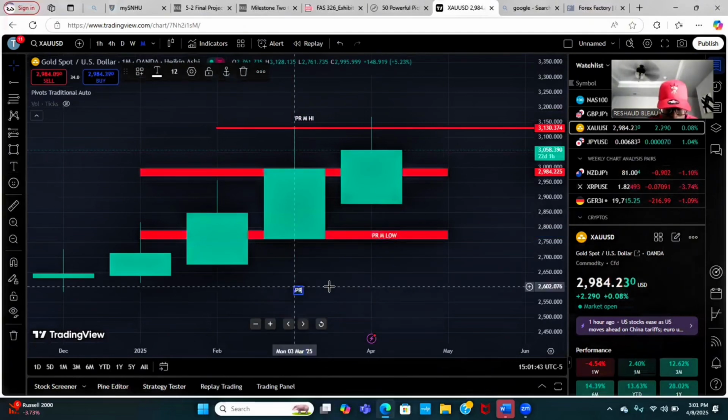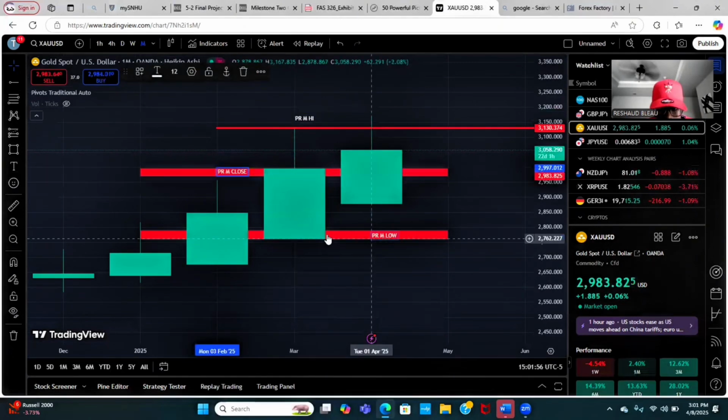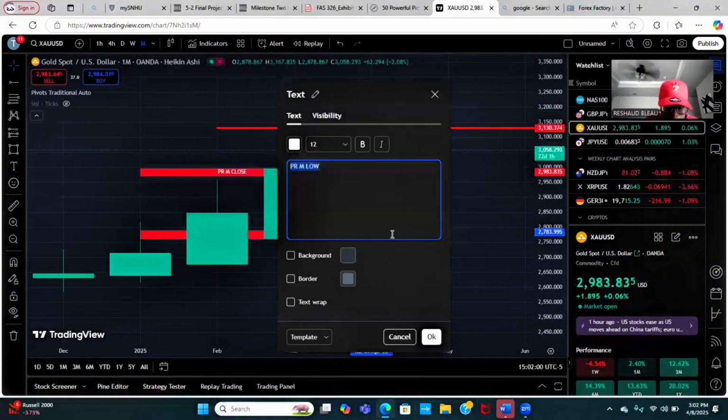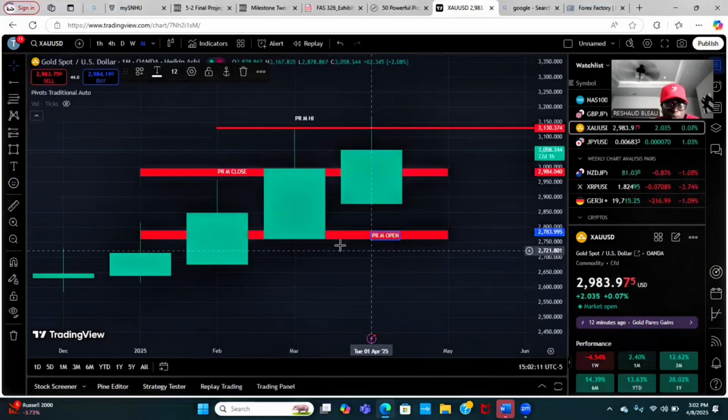And then previous monthly. It was supposed to be the close, I mean, the open. This is the close because we don't have a low. Open from the bottom when you're buying. So you got the previous monthly open, previous monthly close, and the previous monthly high.